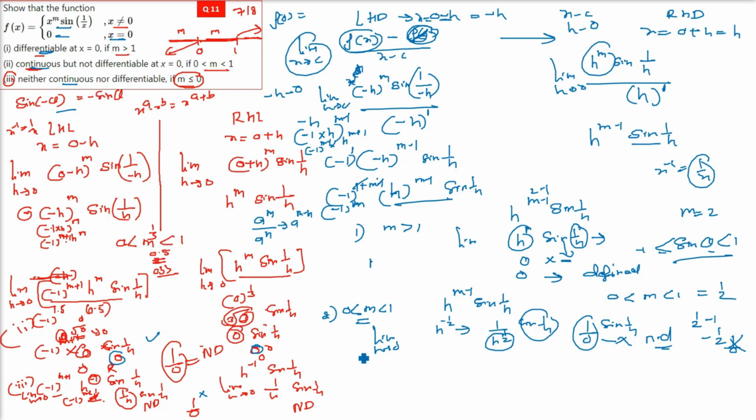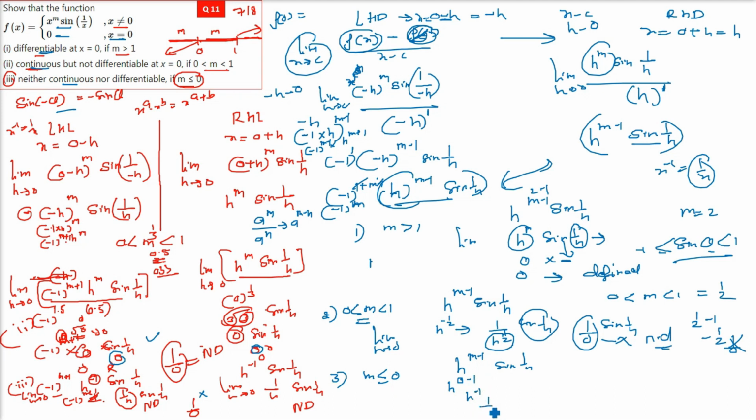Now the third case, as I already told you, it is not continuous, so it will not be differentiable. But we'll just check because the question is asking that. So h raised m minus 1 sine 1 by h. That's why I made LHD and RHD equal. Same way I made LHL and RHL equal, so that we have to just apply it once to make your work easier. So we have h raised m minus 1 sine 1 by h. m is less than equal to 0. So when it is less than equal to 0, you have to check for less than also and equal also. Please remember.